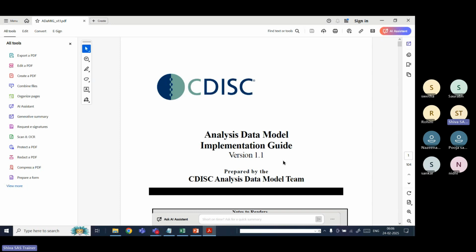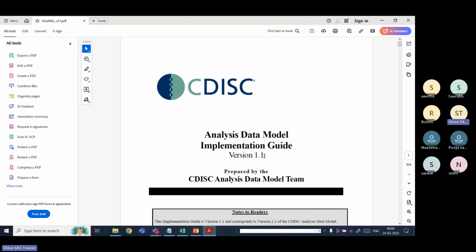This is prepared by the CDISC people. Whoever wants to submit their project or clinical trial to the regulatory authorities should follow this document while creating the ADaM datasets. Each and every company is not going to follow its own standard. Everybody has to follow the standards mentioned in the implementation guide while creating the ADaM datasets.